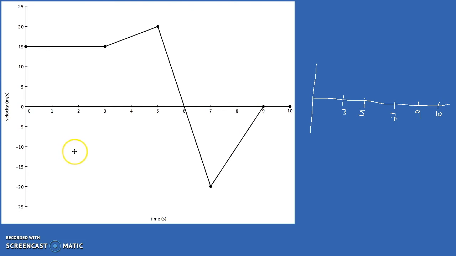At what place is the acceleration negative? Hopefully you said from 5 to 7 seconds. That's when we have a negative slope. Okay, I'm going to go fairly quickly through this part. The slope from 0 to 3 seconds is 0. We have a constant velocity. Speed is not changing, so acceleration is 0.